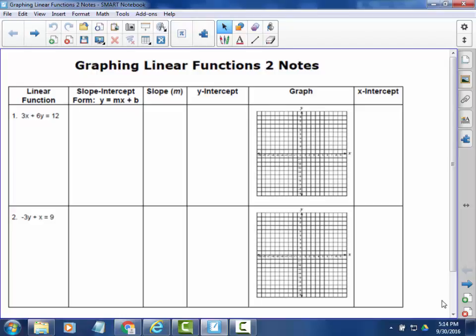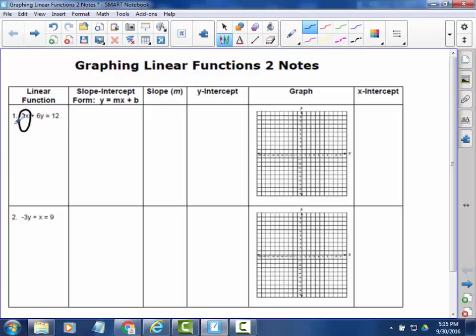Okay, so we have here 3x plus 6y equals 12. So y equals mx plus b form would be y here by itself. So what we're going to do is work on manipulating this equation so that y is by itself. The first thing I notice is this 3x term. That needs to go away.